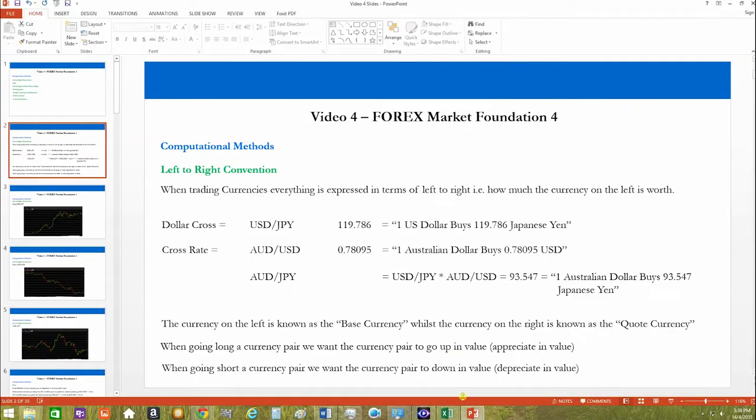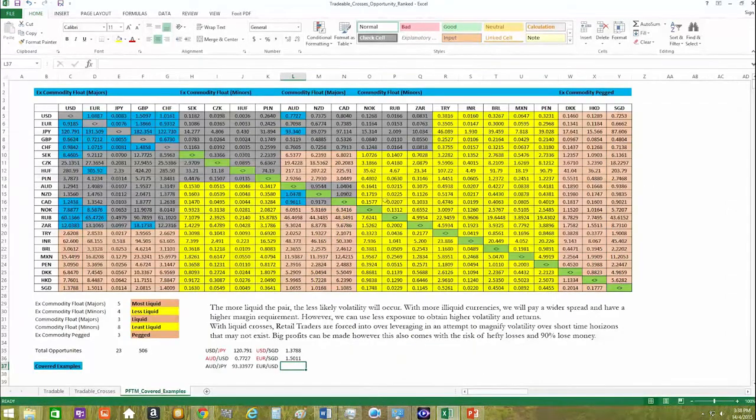Now what you can do is go back to video number 2 and download the spreadsheet that we showed you earlier, and we can go over to this now. The spreadsheet is called Tradable Crosses Opportunities Ranked, and you're going to see a big table here of currency crosses that can actually be used to work out cross rates. The example we looked at in the presentation just a second ago was dollar yen and Aussie dollar US dollar, so two US dollar rates, and we worked out the Aussie dollar yen rate.